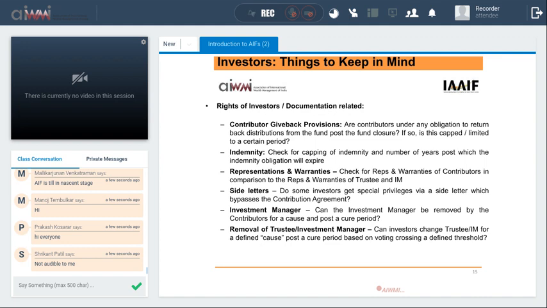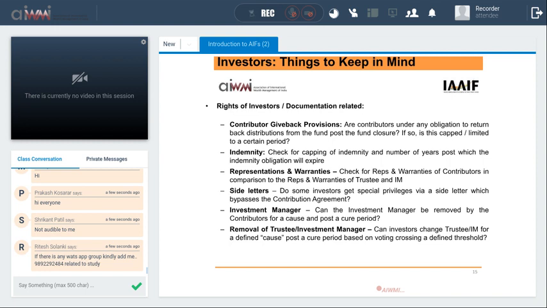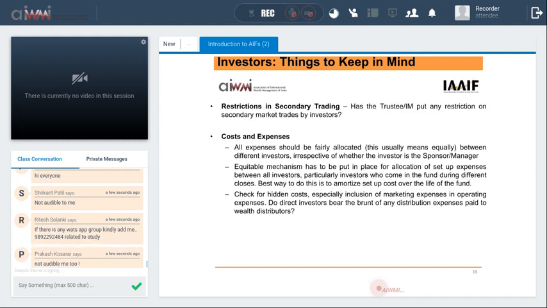Side letters. Side letters are an arrangement that a manager gets into with another investor, which is not applicable to all investors, but only specific to him. So you should ensure that side letters are to a minimum and only for situations in which it is absolutely important. You should check whether the investment manager can be removed by the contributors in case they're not performing well, and can the trustee or the manager be removed as well, and what is the cause for which they can be removed, as well as what kind of voting mechanism to ensure how such removal will happen.